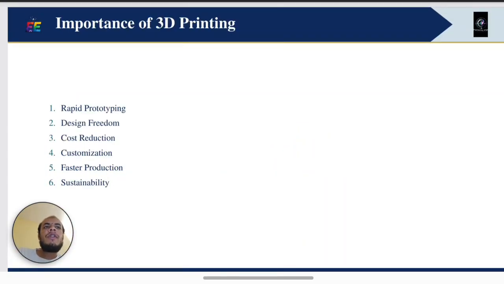So now let us understand why 3D printing is so important. There are 6 major advantages. One is rapid prototyping, design freedom, cost reduction, customization, faster production, as well as sustainability. I will discuss each one separately.